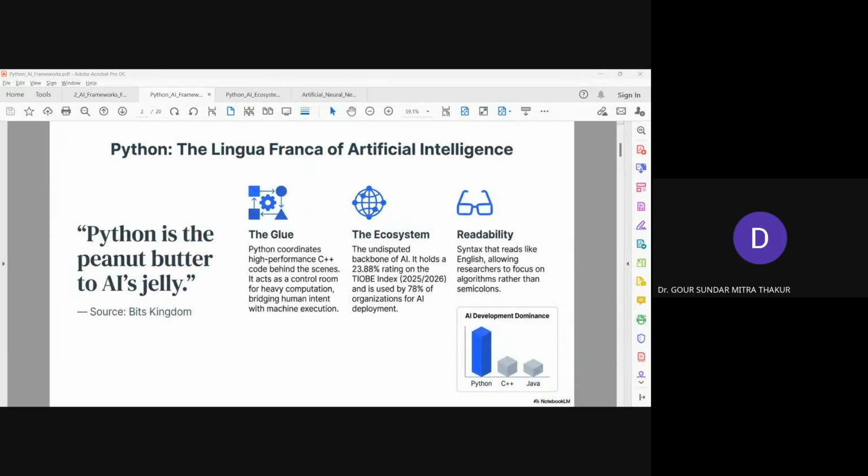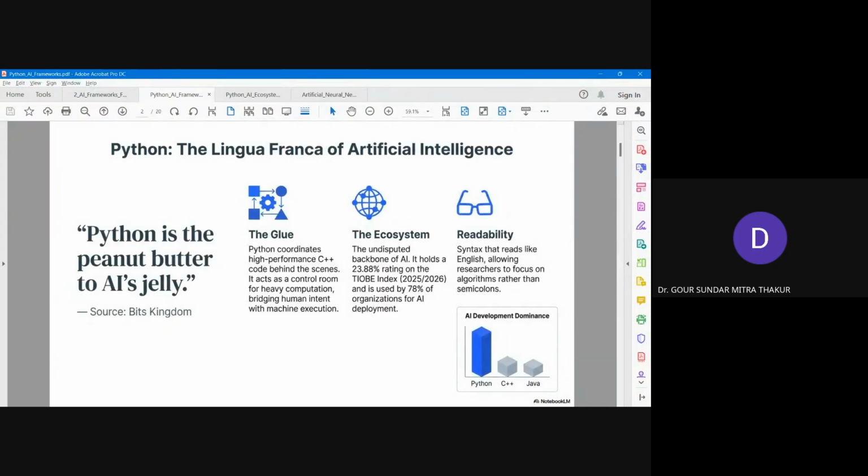Yes, that question will be answered in this particular session. Which is better, R or Python? As rightly mentioned here, Python is the peanut butter to AI's jelly. I will come to the answer to your question at the end of this presentation: whether Python or R, which is better for you.